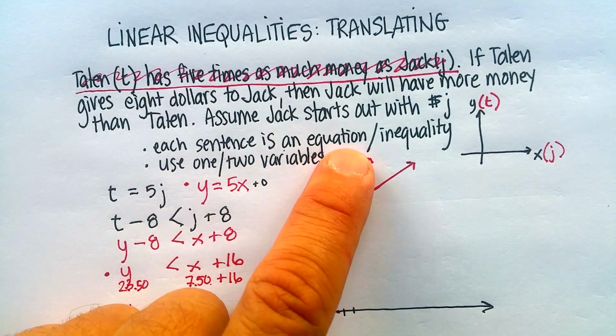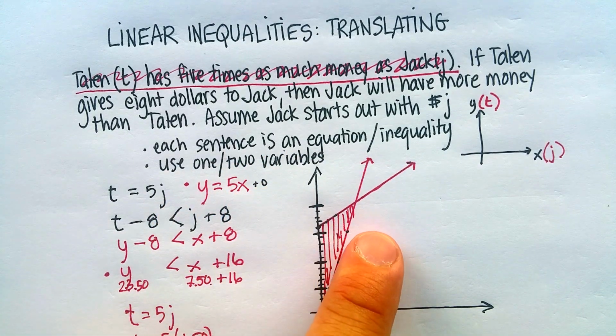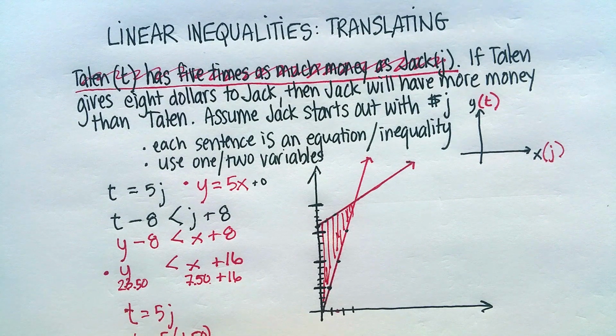Okay. So again, what are the things to take care of here? Assume each sentence is an equation or an inequality, and then make sure that you use 2 variables. And if it's a real life situation, make sure you put it in the first quadrant.